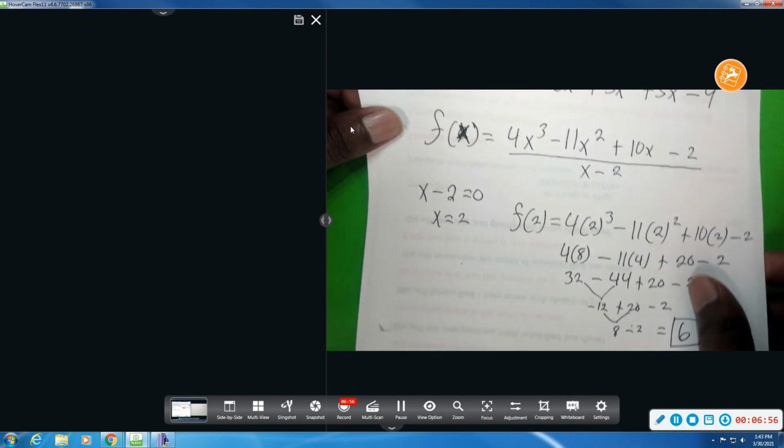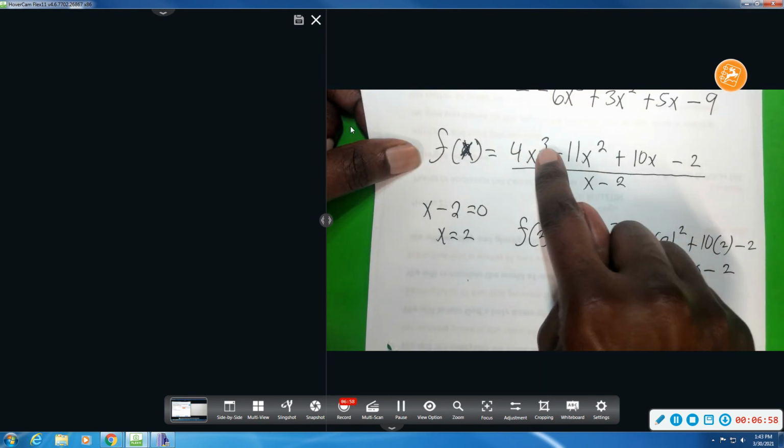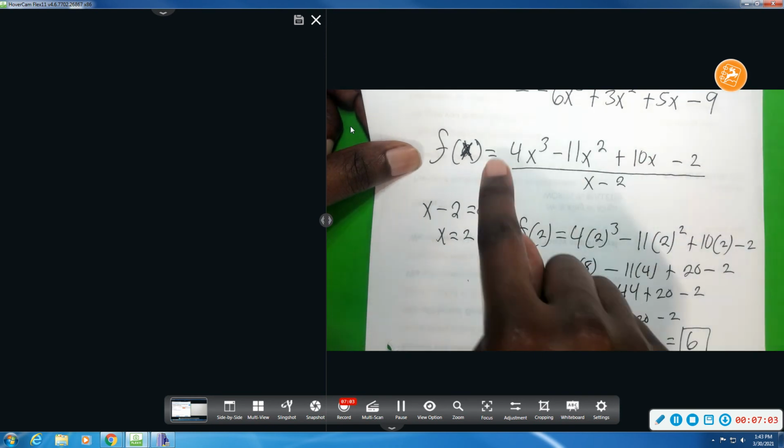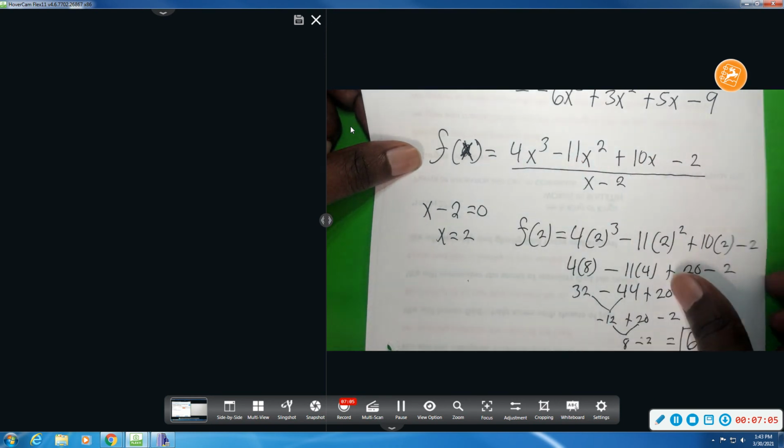I'm sorry, I'm pointing at all this and we can't even see it. So the x to the third power, second power, understood to be a 1 and 0. And we're only going to focus on the coefficients.